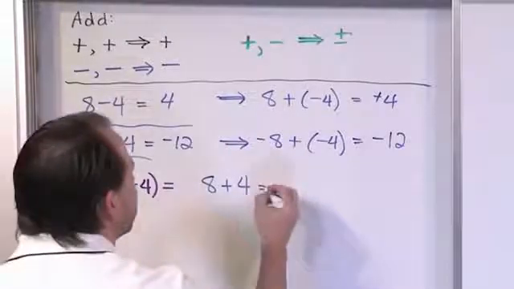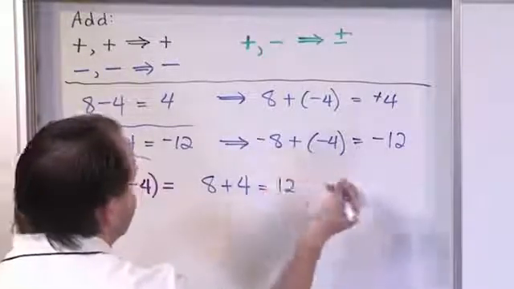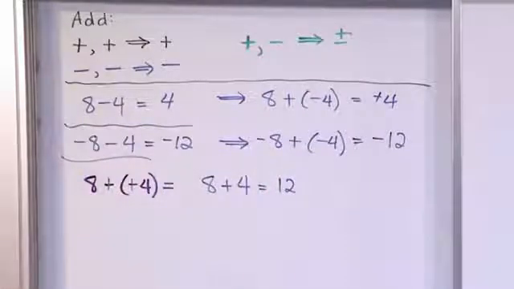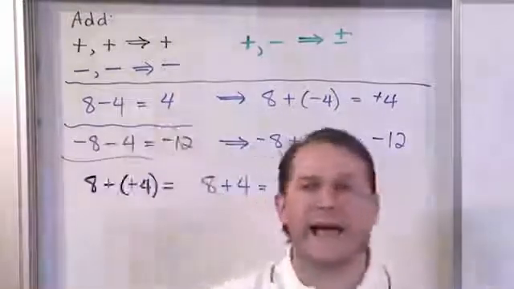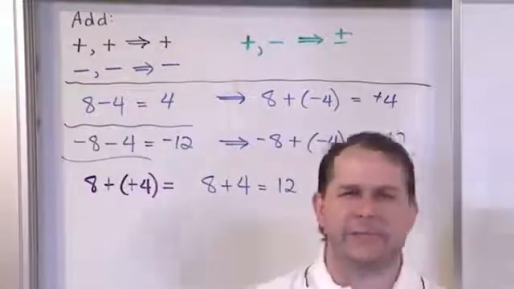And what is 8 plus 4? 8 plus 4 is 12. Positive 12, of course. And that's the answer. So make sure you understand that. You might hear your teacher say, or you might see your book say, add the opposite. What does add the opposite mean?